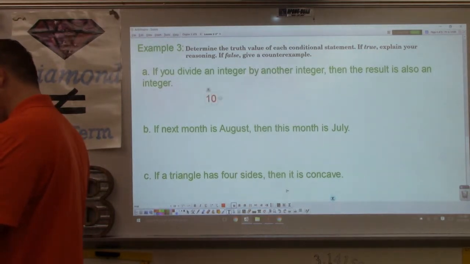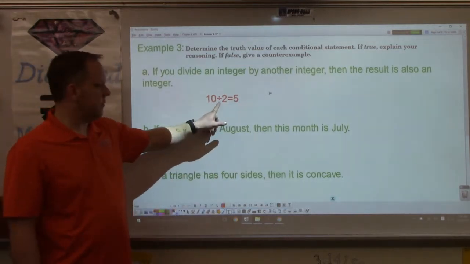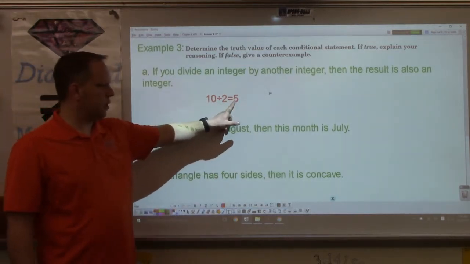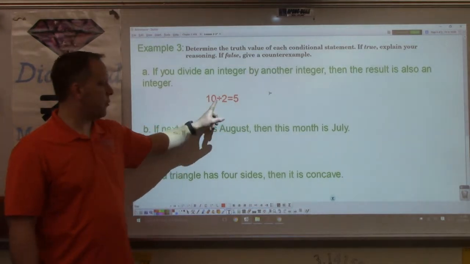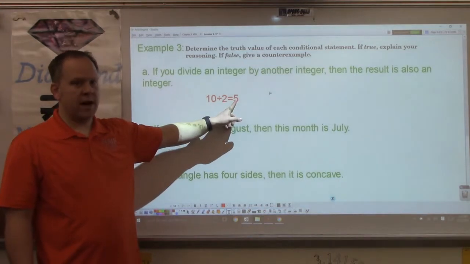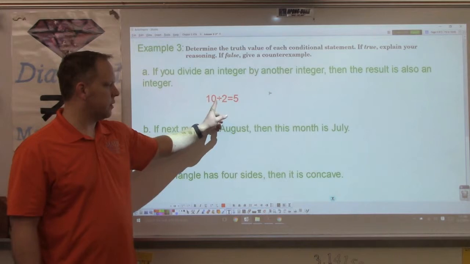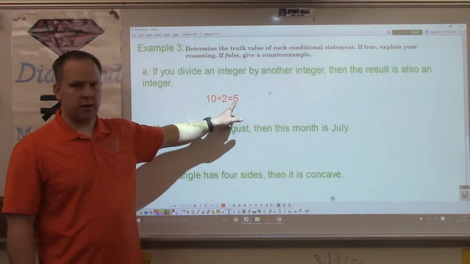10 divided by 2 equals 5. Integer divided by an integer is also another integer. All three of these are integers. I did integer divided by integer, I got another integer. So right now it's true, but will this ever be false? Can I divide two integers and get something that is not another integer?